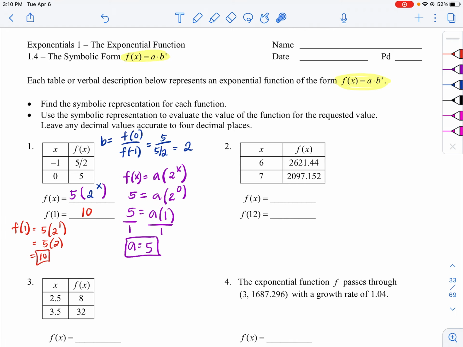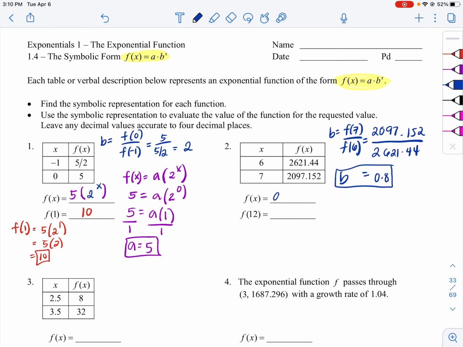Okay, moving on. I'm going to get the b value. So b equals f of 7 divided by f of 6, because 7 is bigger than 6. So f of 7 would be 2097.152. It's just a lot of decimals, yeah? And f of 6 is 2621.44. If I divide that, my b is going to be 0.8. There you go. So that's a times 0.8 to the power of x.